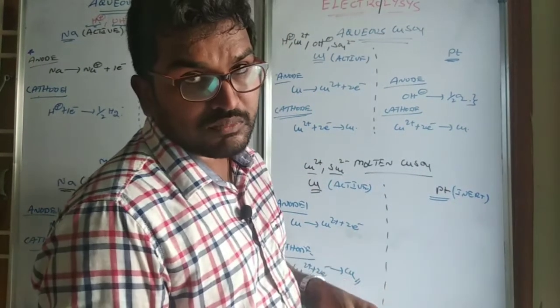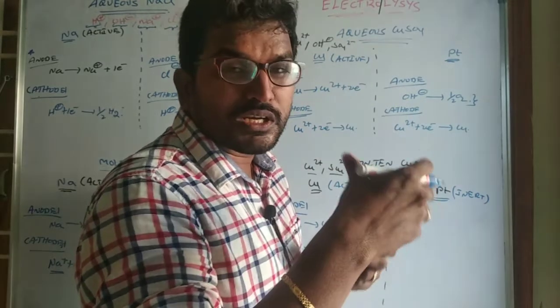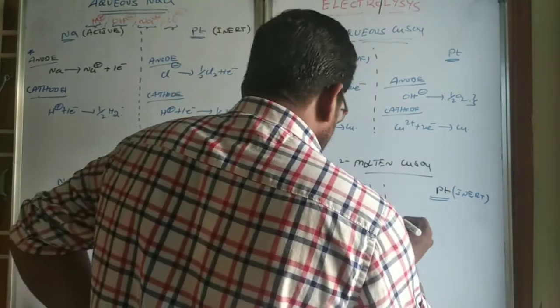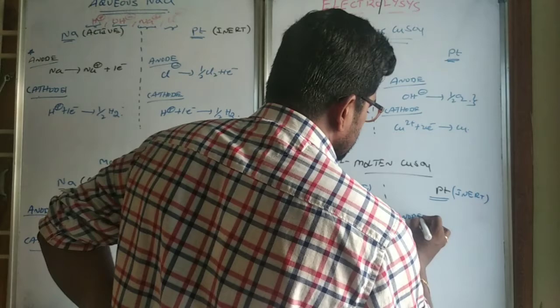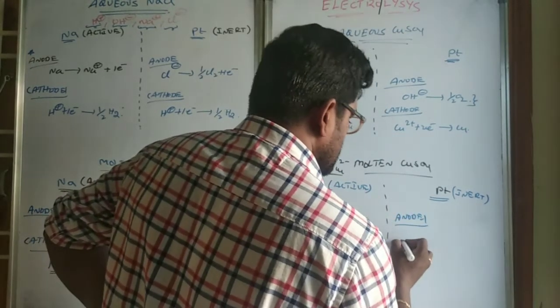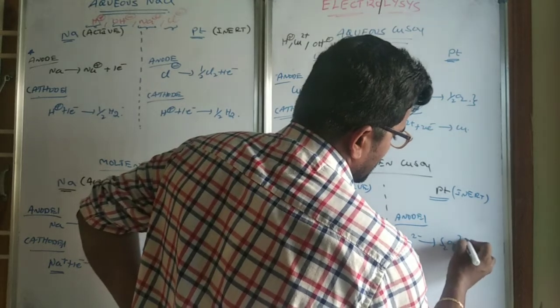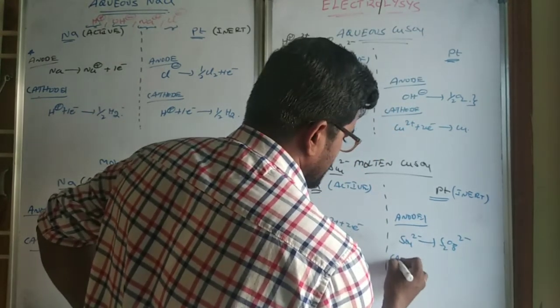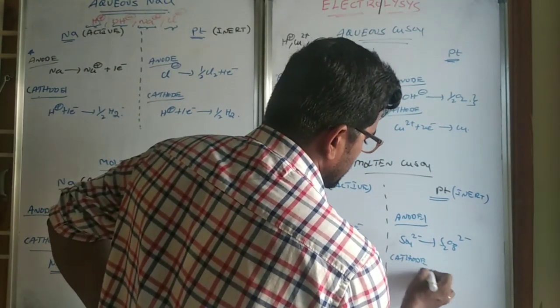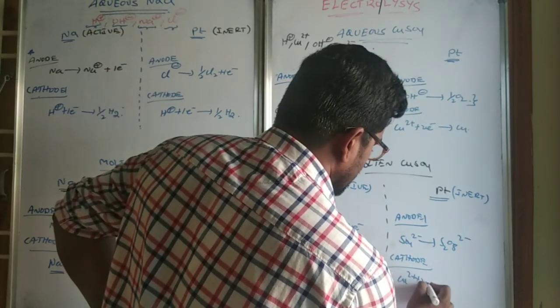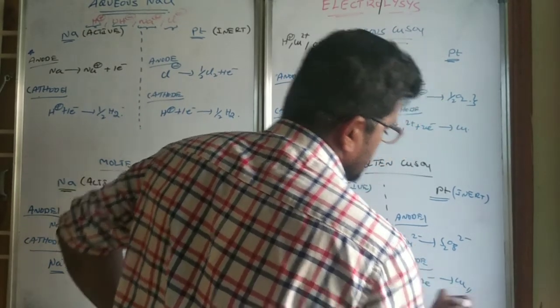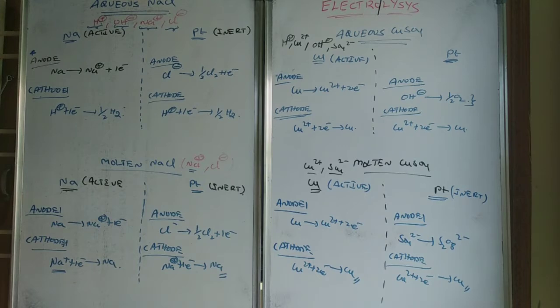If you use platinum or any carbon rod or graphite rod, it will be inert. So at the anode, what you can expect, SO4 2- will come and it will form S2O8 2-. And at the cathode, Cu2+ plus 2 electrons gives Cu will come. Like this, we can explain the product formation during the electrolysis of a particular compound.